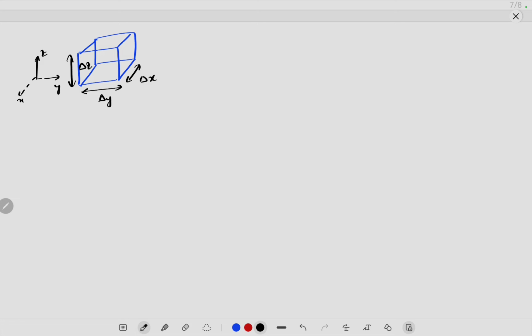Okay, so this fluid element is infinitesimally small, so delta x, delta y and delta z all are approaching 0. So if this point, let's say, is like an origin, then this would be my x-axis, this would be my y-axis, and this would be my z-axis.